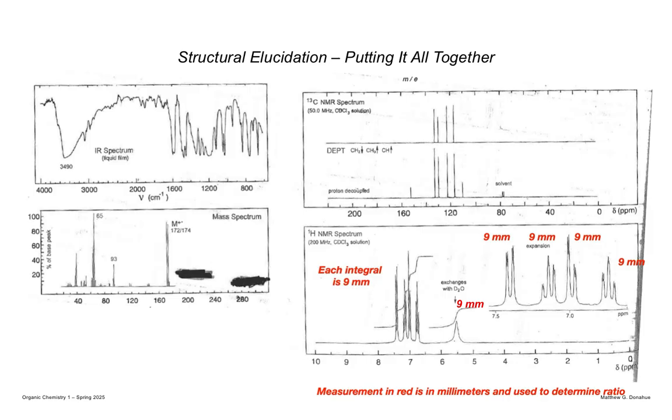So here's another problem from that workbook. So we have IR, mass spec. We have the carbon NMR. Again, that's showing you the normal looking carbon, then above it is the stacked spectrum with the depth. And then we have the proton, and then the numbers in red, it says 9 millimeters. We're going to use that to calculate our ratio.